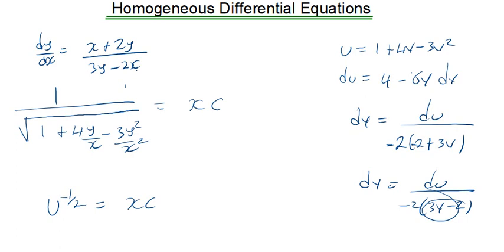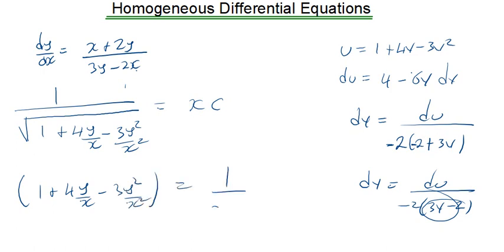Okay, is equals to xc. So the best thing that I can do at this point is write this as, instead of saying 1 over that, I'll write it this way: 1 plus 4y over x minus 3y squared over x squared. Here, instead of saying xc, I'll say 1 over xc. By the way, this is raised to the power 1 over 2. Then to get rid of that, I'll just need to raise it to the power 2.